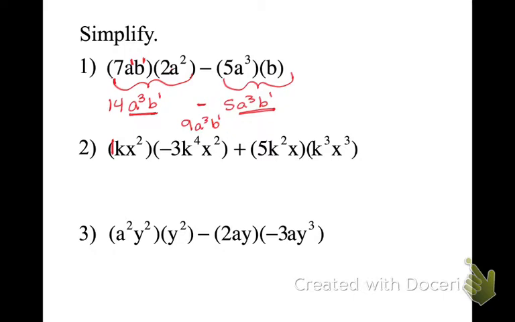Okay, we're going to do coefficient with coefficient, like base with like base. So I'm going to have negative 3. K is going to be to the 5th power, and x is to the 4th. Plus 5, k is to the 5th power, x is to the 4th. Now, these are like terms, so I can add them. I end up with negative 3 plus 5 makes positive 2, k to the 5th power, x to the 4th. Okay? You can try the next one. I'll put the answers up.